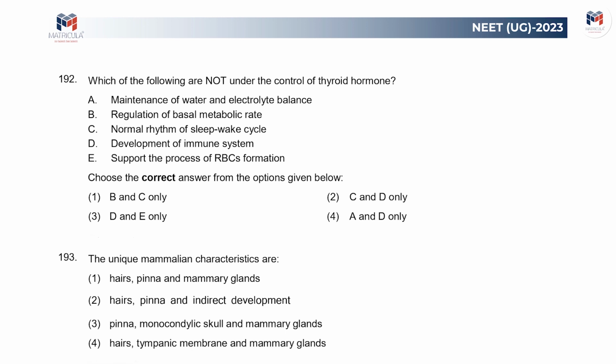Choose the correct answer from the options given below. The answer is option number 2, C and D only. Question number 193. The unique mammalian characteristics are. The answer is option number 1, hair, pinna, mammary glands.